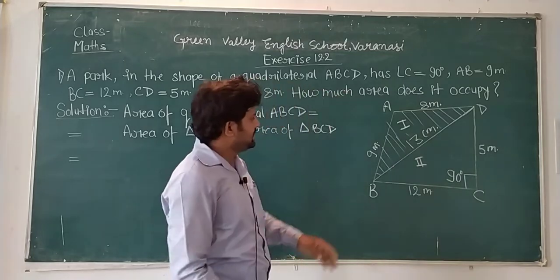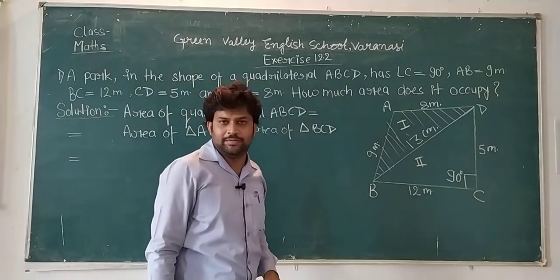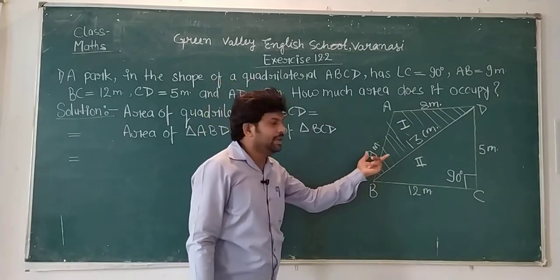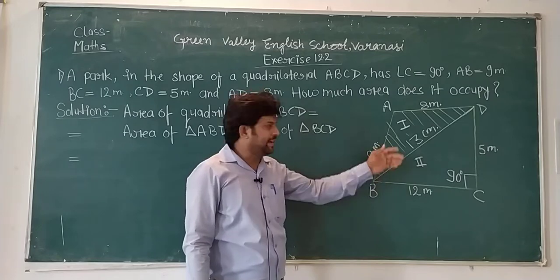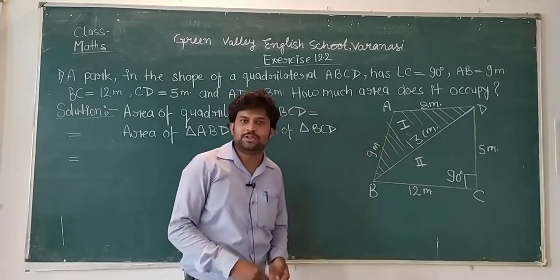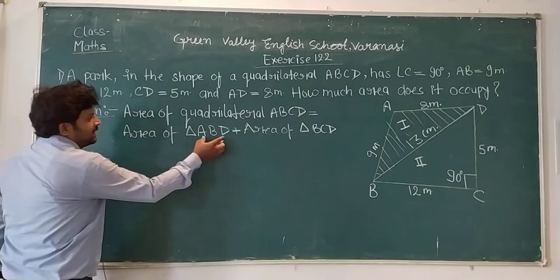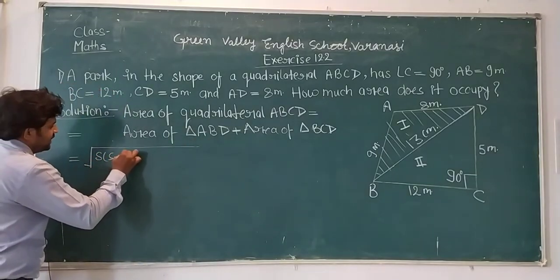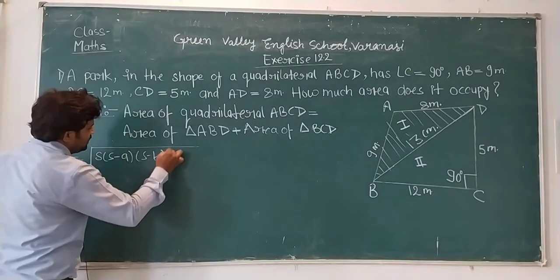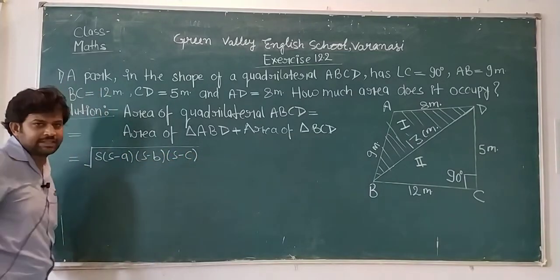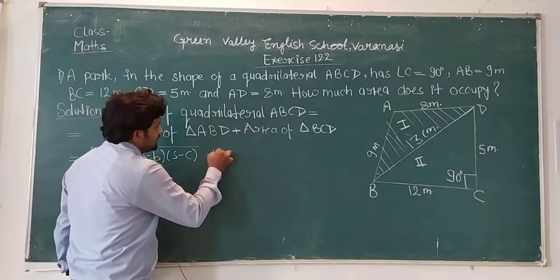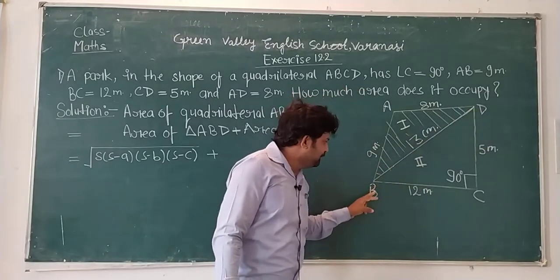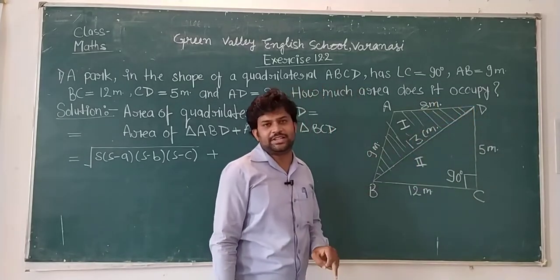Okay, here we see that all sides are given, but there is no height. Then we can apply Heron's formula for finding the area of this type of triangle. Then the area of triangle ABD is equal to, we can write, square root of S(S minus A)(S minus B)(S minus C), plus the area of triangle BCD. Triangle BCD is a right angle triangle.